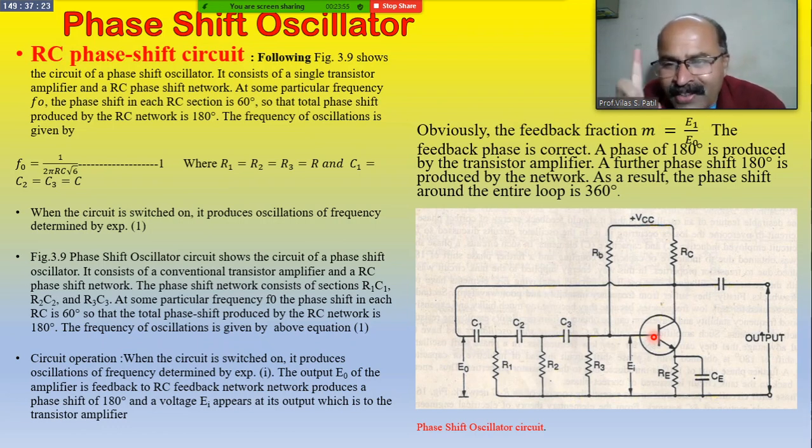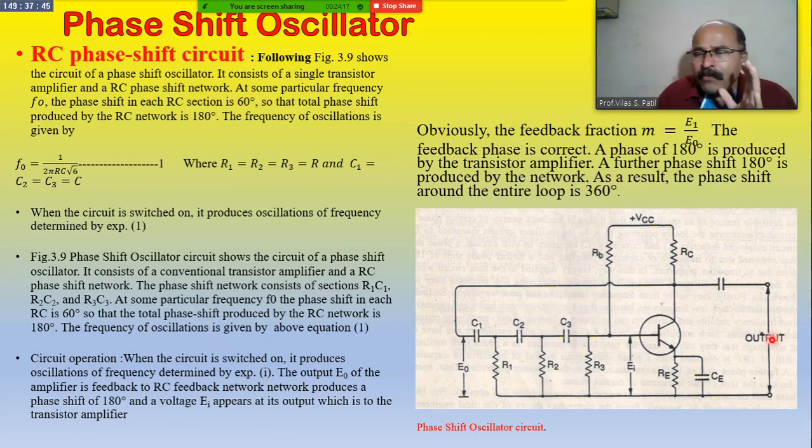Due to this, the Barkhausen criterion is satisfied, and we get a sustained sinusoidal oscillation at the output. These are the two terminals where the output is taken out, and here we get the oscillatory, sinusoidal output that will have the frequency f0. The magnitude of f0 is given by the formula 1 upon 2 pi RC root 6.